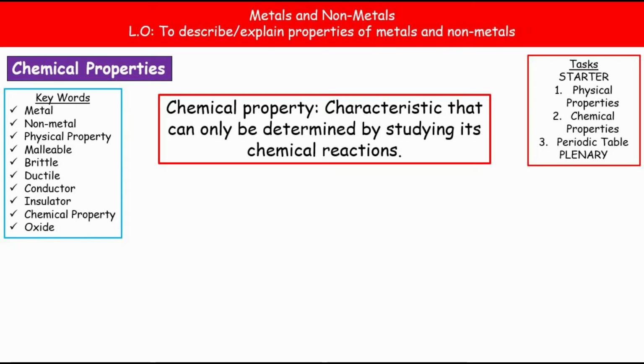The second type of property we need to know about are the chemical properties. So again, make sure you've got this definition written in your book. When we're talking about the chemical properties of a substance, this is a characteristic that we can only determine by studying its chemical reactions. So this isn't something where you just look at the object and you know what the properties are. These are the ones where we've got to do a chemical reaction in order to actually study them. So I'll leave this up for another minute so you can get that definition written down.